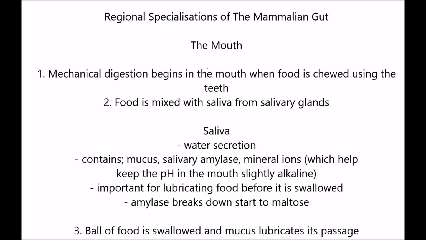Regional specialisations of the mammalian gut. The mouth. Mechanical digestion begins in the mouth when food is chewed using the teeth. Food is mixed with saliva from salivary glands.